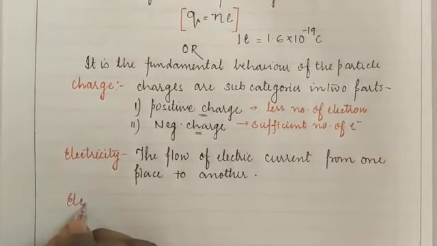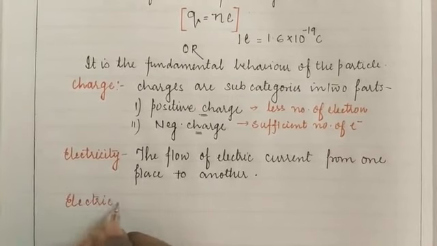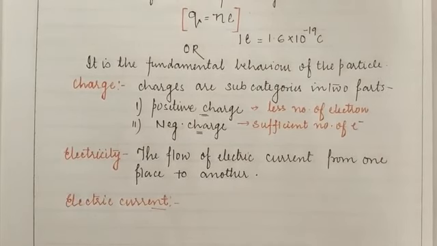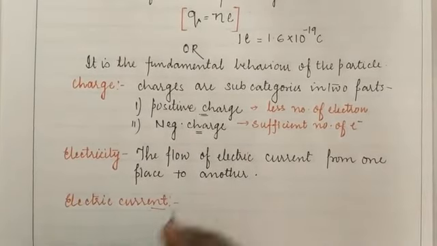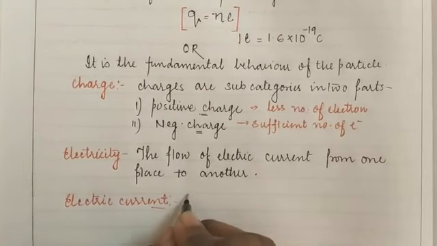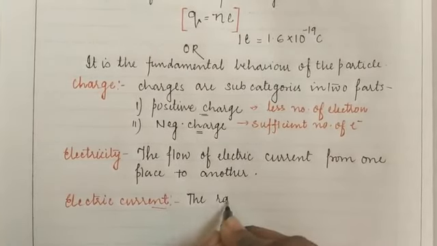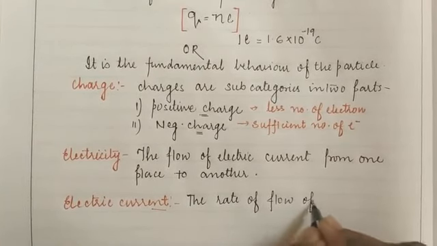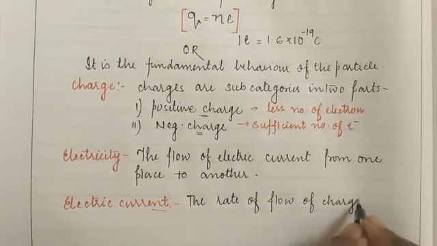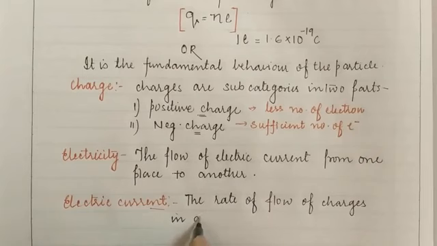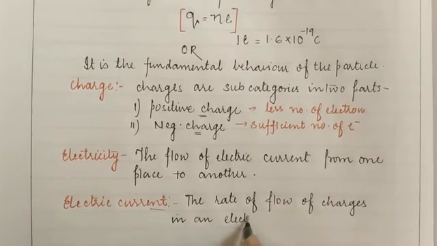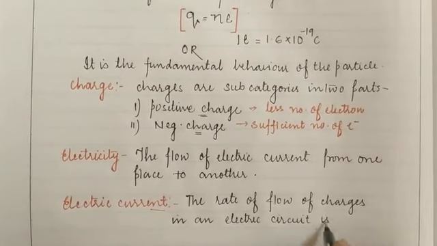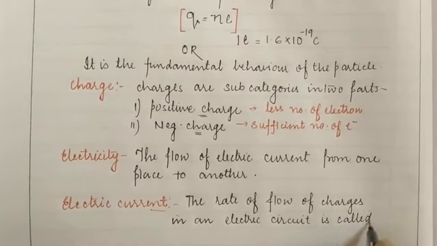So what do we mean by electric current? Here I am going to give you the definition of electric current. Then we will learn about the static behavior of electric current. Electric current is defined as the rate of flow of charges in an electric circuit.